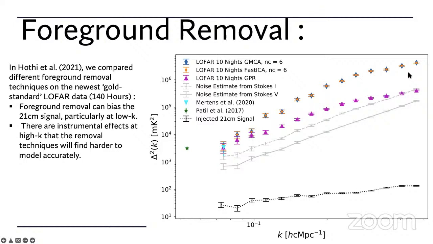So I want to ask the question: say we can apply these techniques very weakly, such that we just remove a bit of the foregrounds and then cross-correlate, will we be able to detect the underlying R coefficient?